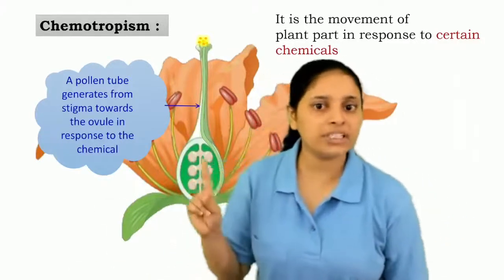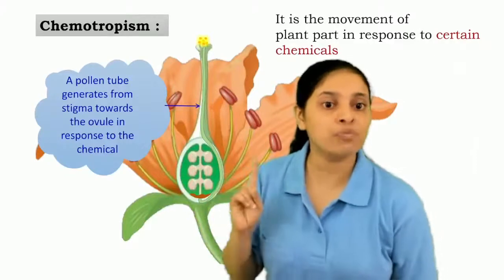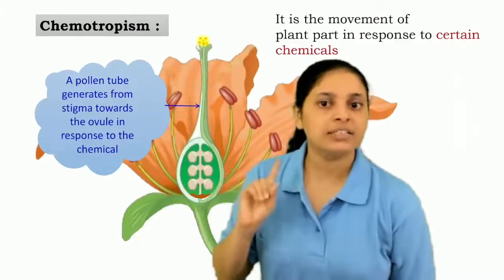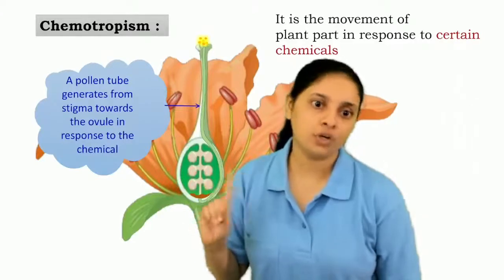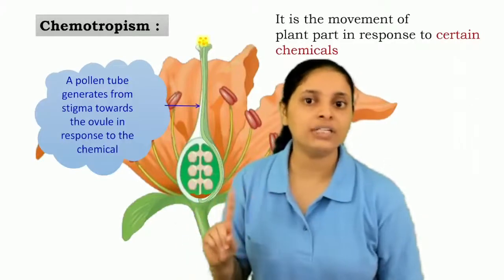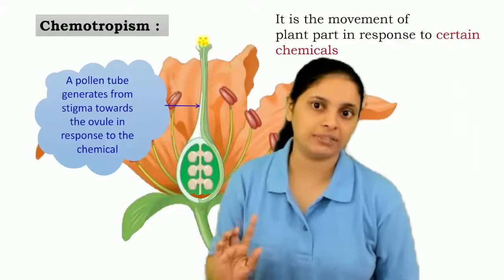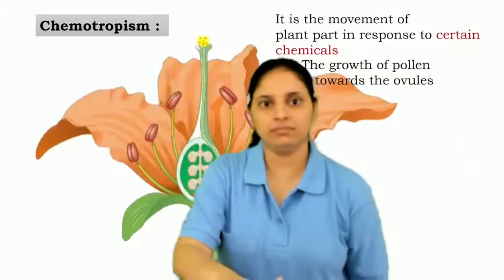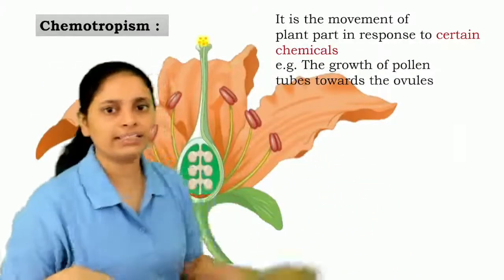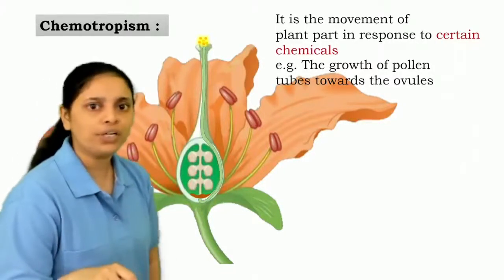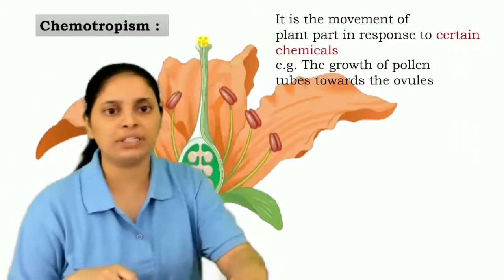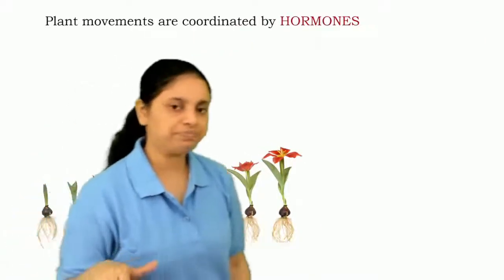Okay. And always remember all these tropic movements, all types, this involves growth. Okay, this involves growth. Okay, तो ये सारे growth dependent movements. So example जैसे अभी हमने पढ़ा है chemotropism में the growth of pollen tube towards the ovules present inside the ovary.